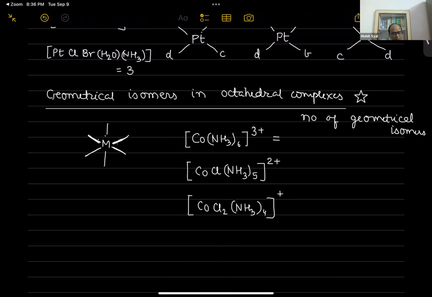Why? What's the reason? It will not show because all are the same. All six ligands are equal. So whom do you call cis and whom do you call trans? Is it clear? Yes.